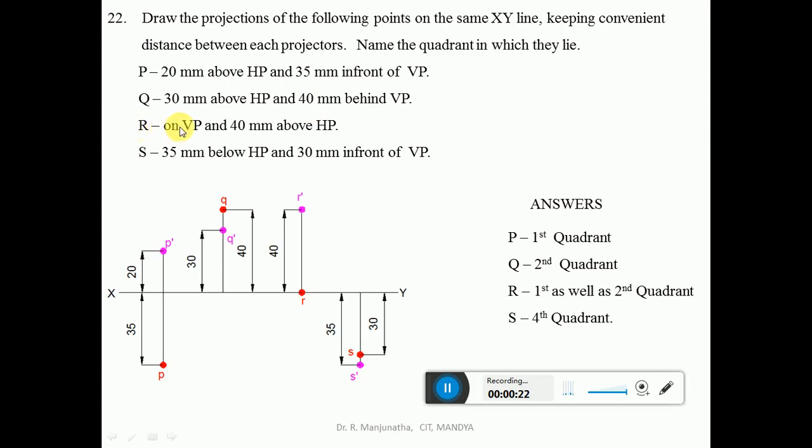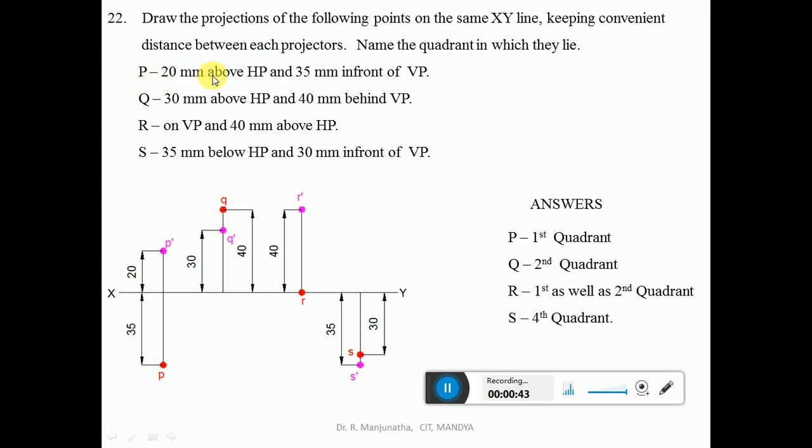Point R is on VP and 40 mm above HP. Point S is 35 mm below HP and 30 mm in front of VP. So first we are going to write the solution directly from the sketchbook: draw the xy line and mark it. First you draw one vertical projector here at any distance.